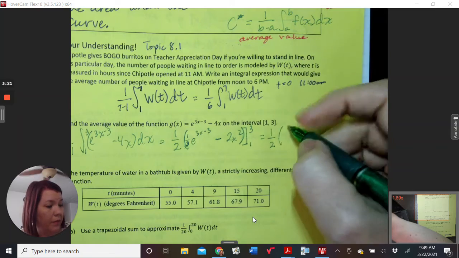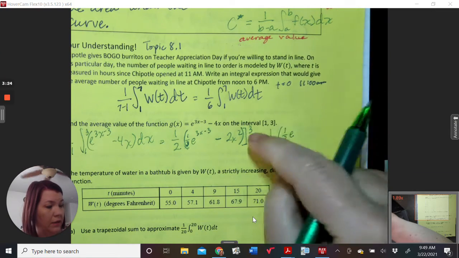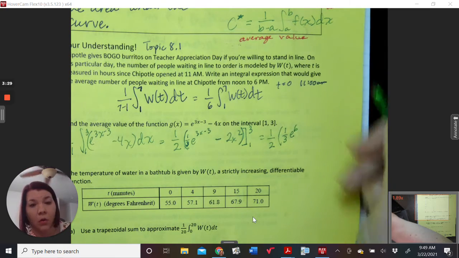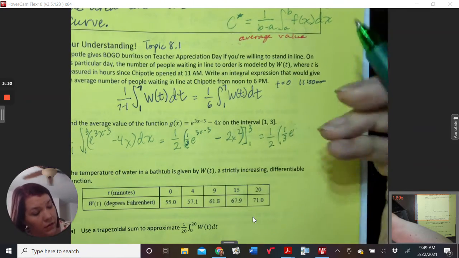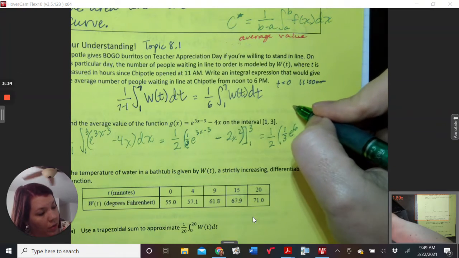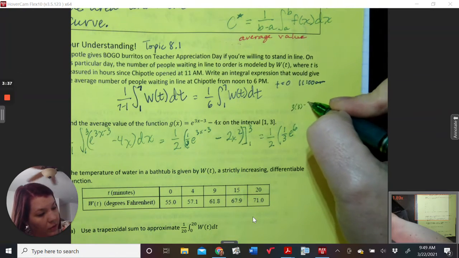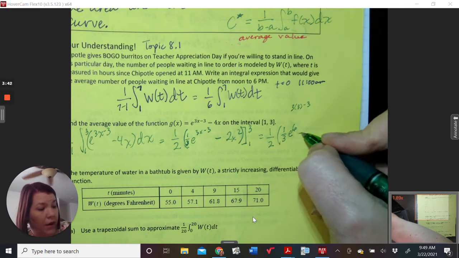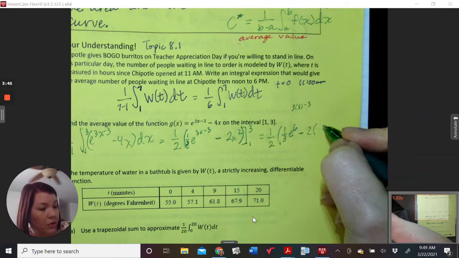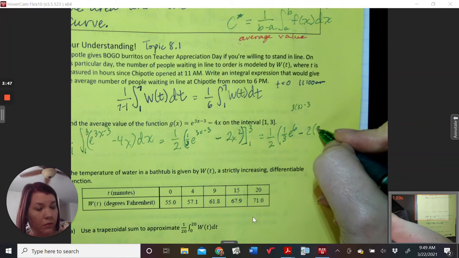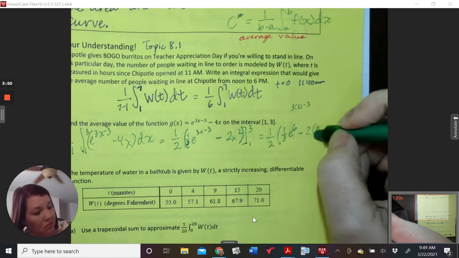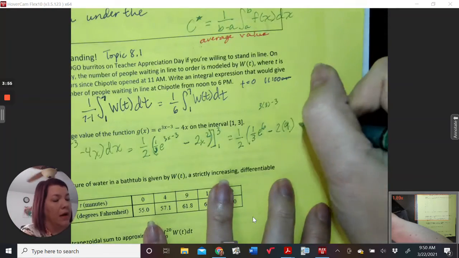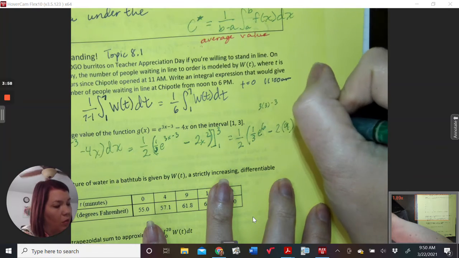Plug in 3. 1/3 e to the 9 minus 3, so 6. Or you can just write 3 times 3 minus 3. I'm going to write 6 because it takes up less space. Minus 2 times 3 squared, which is 9. I'm just going to write 9. Minus, so I need to maybe put parentheses around that whole expression.